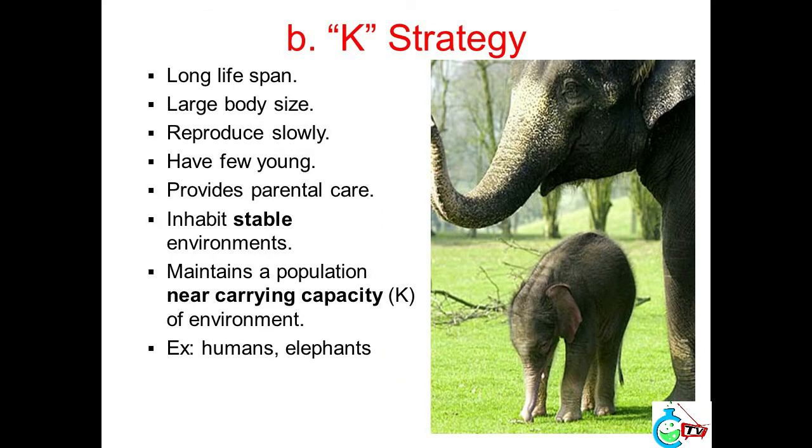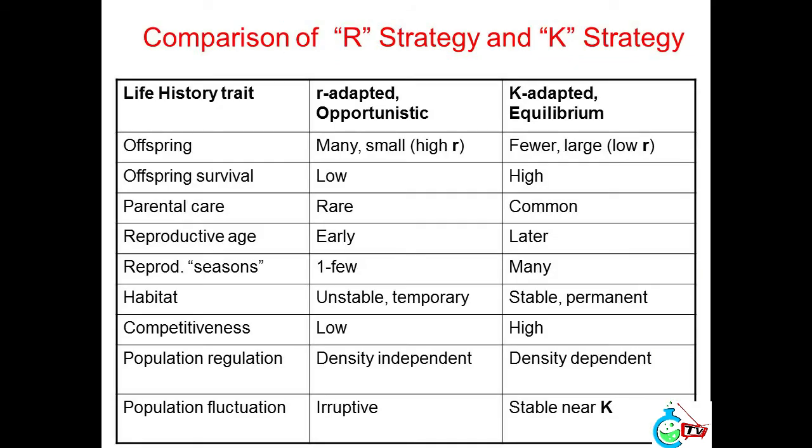B. K strategy. Long lifespan. Large body size. Reproduce slowly. Have few young. Provides parental care. Inhabit stable environments. Maintains a population near carrying capacity, K, of environment. Example: humans, elephants. Comparison of R strategy and K strategy.